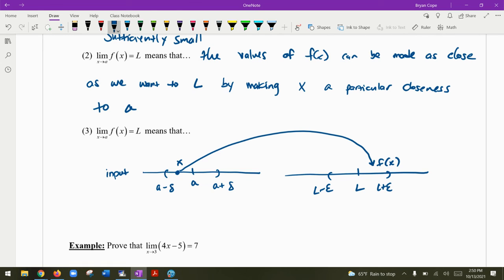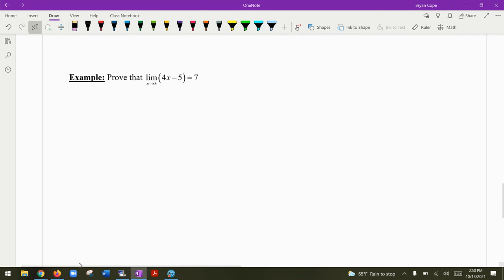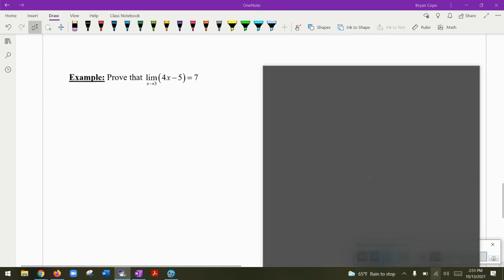But let's have you try one now from scratch. Prove that the limit as x goes to 3 of 4x minus 5 equals 7. Give it a try. You and your table can chat.